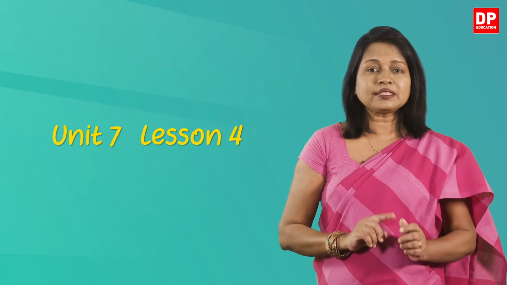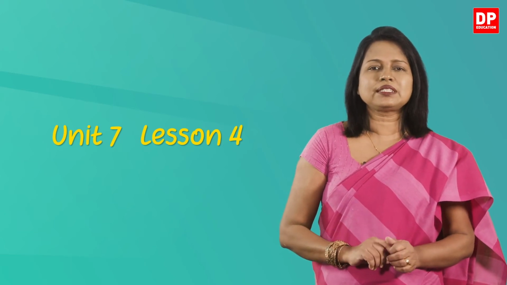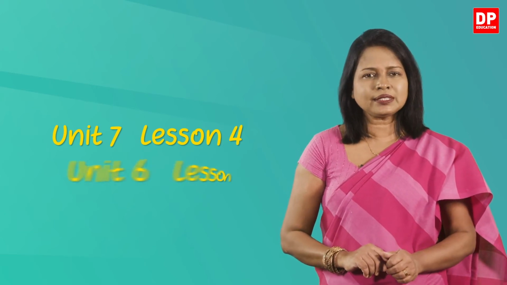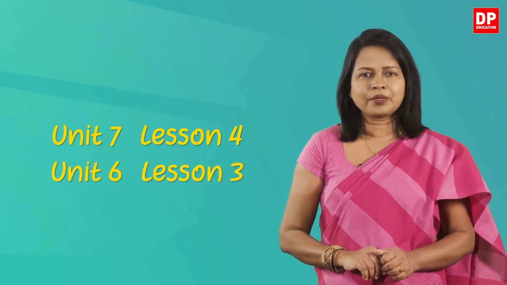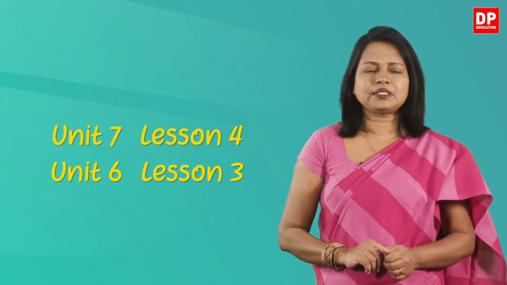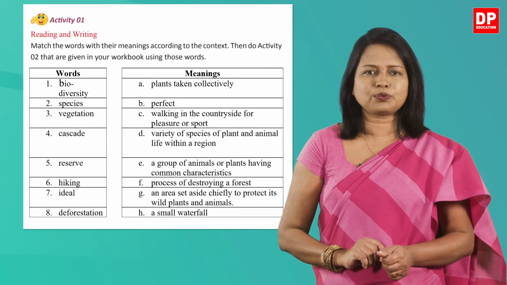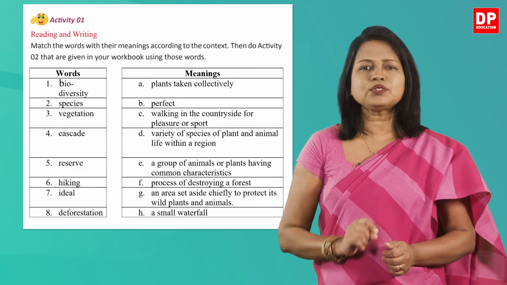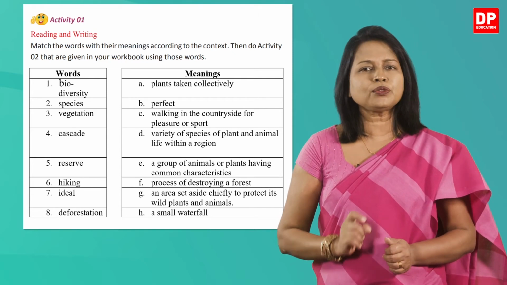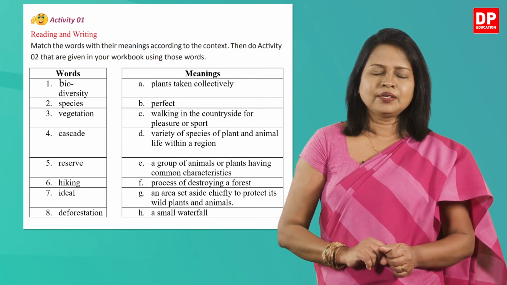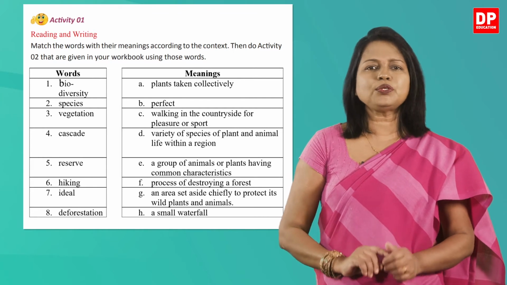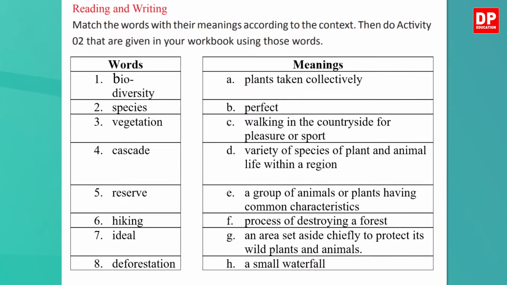We did another lesson on using dictionaries. That was Unit 6, Lesson 3. Okay, this is the activity. This is activity 1 on page 92 of your textbook. To find the meanings of these words, you have to refer to the brochure once again. So it's time for you to pause the video and do it now.